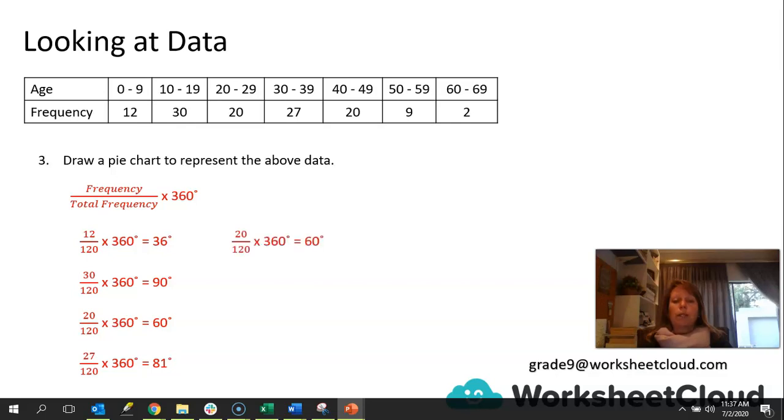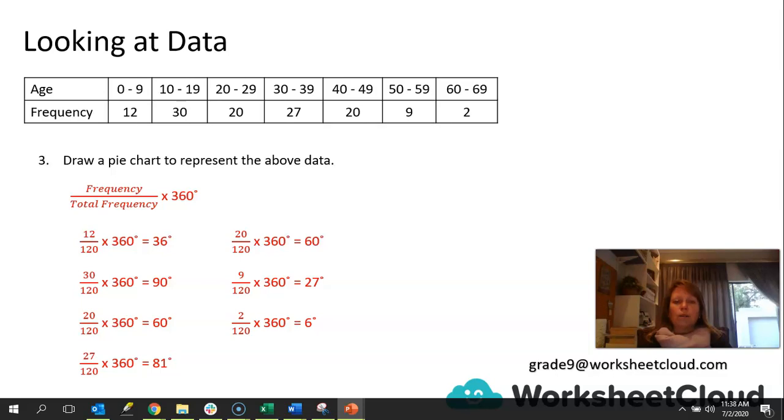3 times 20 is 60 again, so we've got two that are exactly the same, and check. There we have a frequency of 20 and another one of 20. So we should have two pieces of our pie chart exactly the same size. But let's go on. The next one is 9 over 120. That means that 9 times 3 is 27. And then 2 times 3 is 6. So our last little segment, the one that will be left over at the end, is going to be very small. It's only 6 degrees.